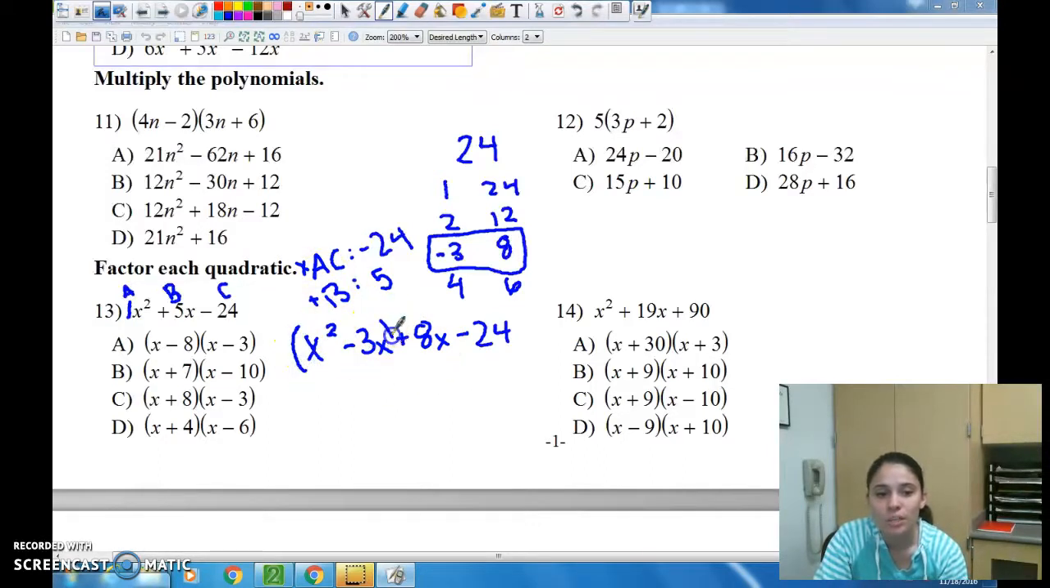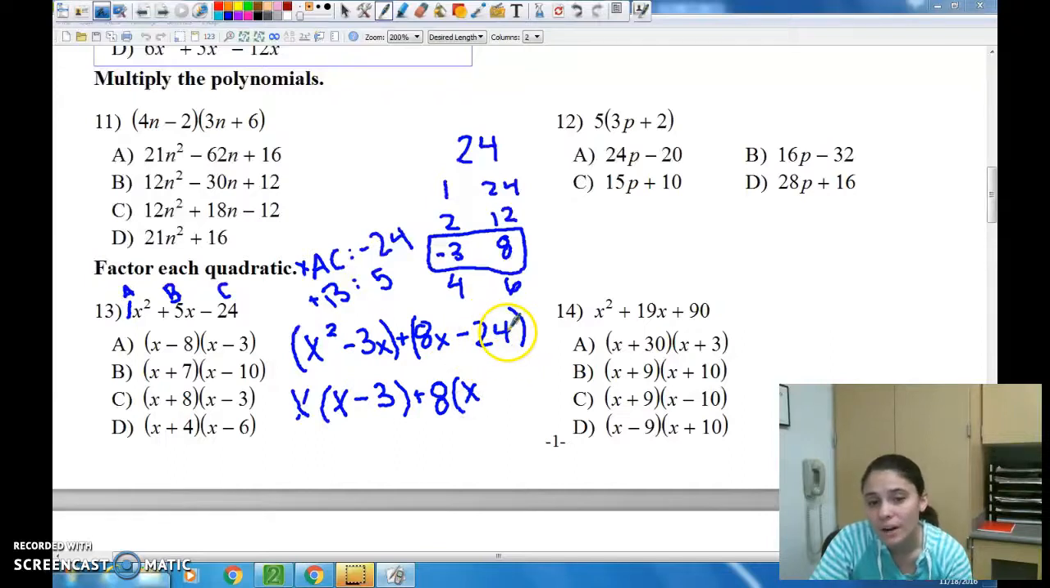So then I can group each side. So I'm going to group this side and group this side and pull out the greatest common factor from each side. So on this side, each of these has an x. So I can take out an x, and then x squared, if I take one of the x's out, I have 1x left. And then a negative 3x, if I take an x out, I have a negative 3. And then on this side, I can take out an 8. So I have an 8, and then 8x without the 8 is just an x, and then a negative 24, if I divide that by 8, is a negative 3.